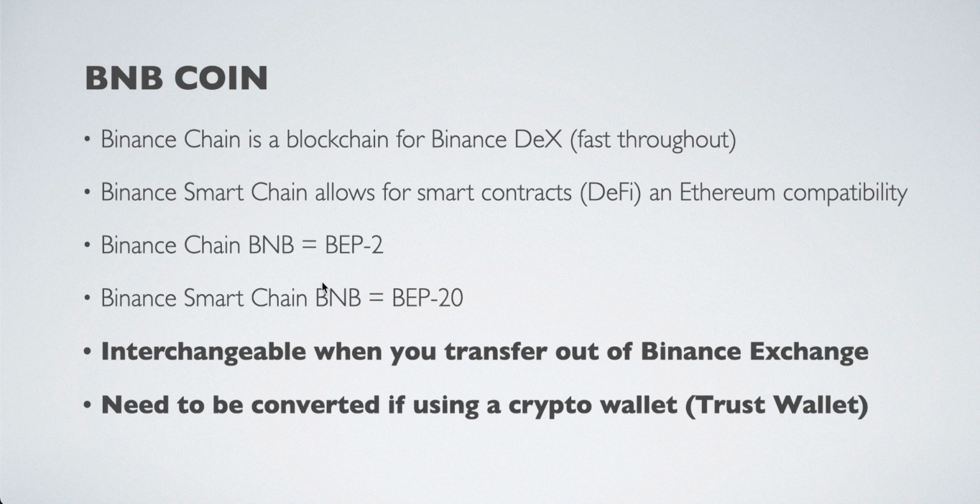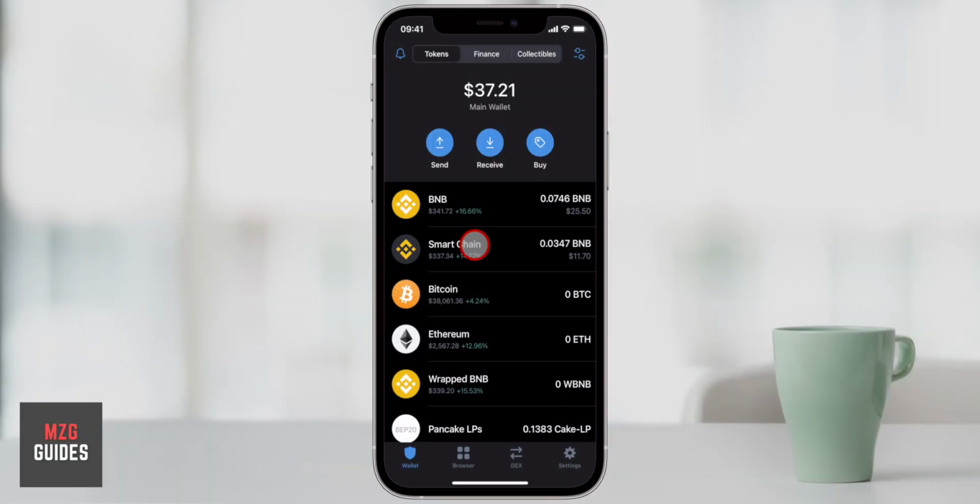They'll both be called BNB in Binance Exchange. These tokens right here, the BEP-20 tokens, are known as Smart Chain in Trust wallet. If you have the wrong type of token in your Trust wallet, you can convert these within the Trust wallet app, and I'll show you how to do that later on in the video. So now we know the difference between BEP-2 BNB, known as BNB in Trust wallet, and BEP-20 BNB, known as Smart Chain in Trust wallet.